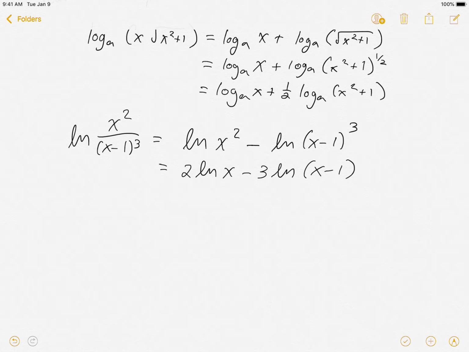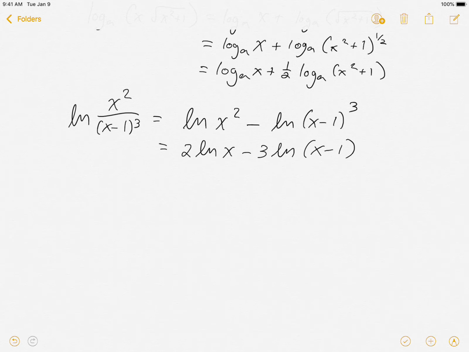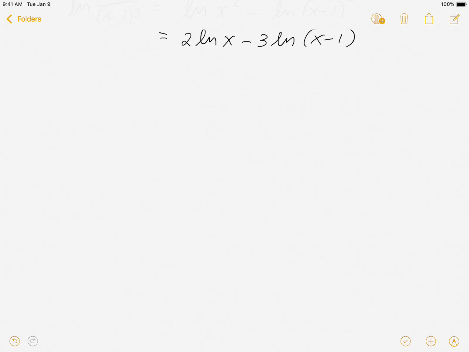Okay, now it's going to be more beneficial for us to take something in these big expanded forms and write them into a single log. So let's rewrite as a single log.